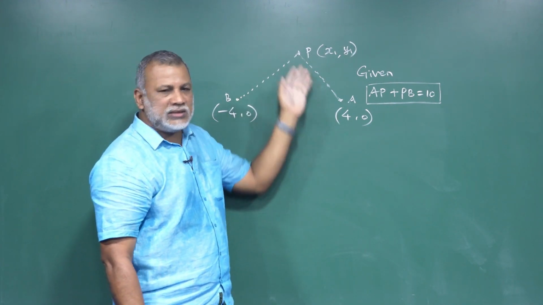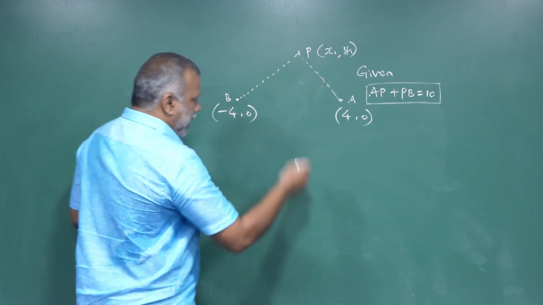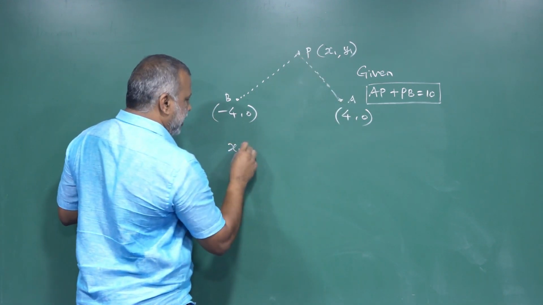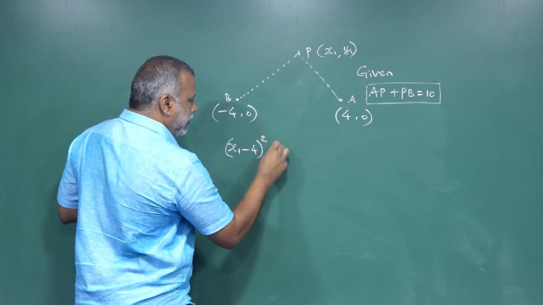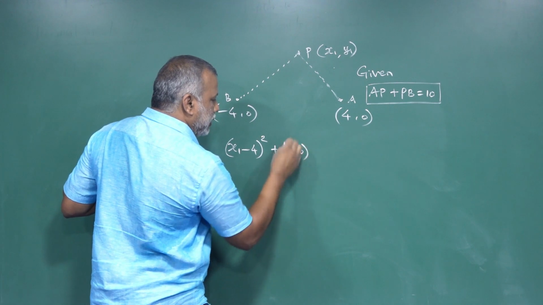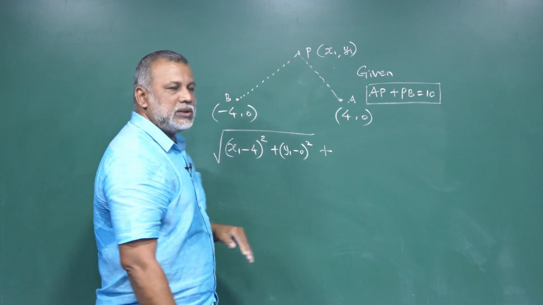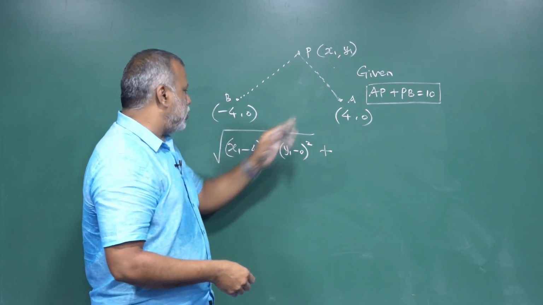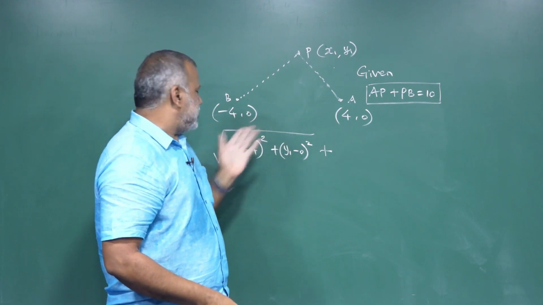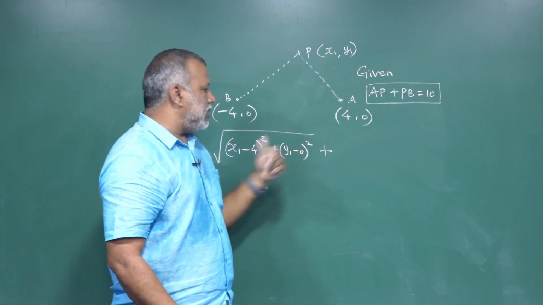It is nothing but the distance between 2 points. So AP is the distance between 2 points. So I can use here AP means square root of (x1 minus 4) the whole squared plus (y1 minus 0) the whole squared. So we already used the distance between 2 points formula, square root of (x1 minus x2) the whole squared plus (y1 minus y2) the whole squared. See here, (x1 minus 4) the whole squared, (y1 minus 0) the whole squared.